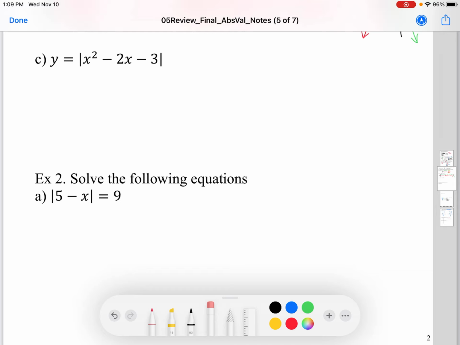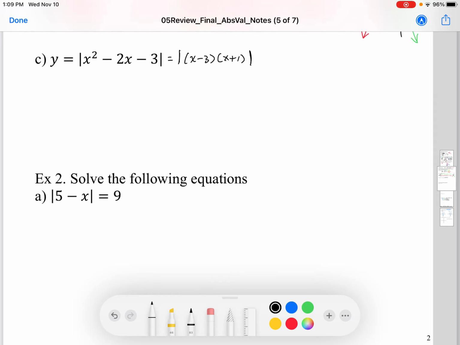Again, to write this as a piecewise function, we need to establish when the domain is positive or negative. So the first thing we're going to do is we really want to know when the inside is going to be equal to 0. To find out when the inside is equal to 0, I really should factor this. So I'm going to factor this to x minus 3 times x plus 1.